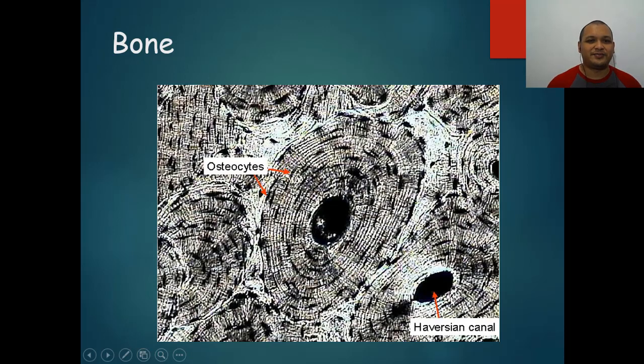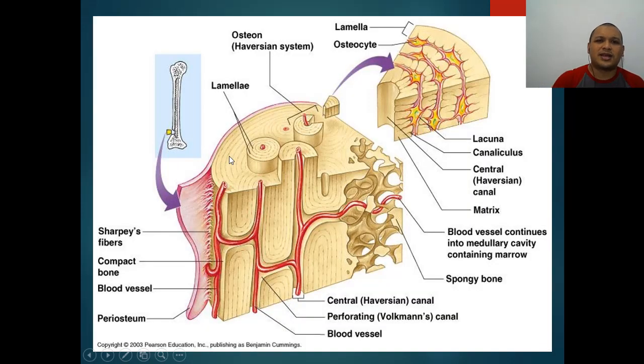Okay, that's good. The last in connective tissue is what we call bone or hard bone. In terms of structure, we can see it like this. The hard bone, from the outside, has what we call periosteum, and then there is also a blood vessel.